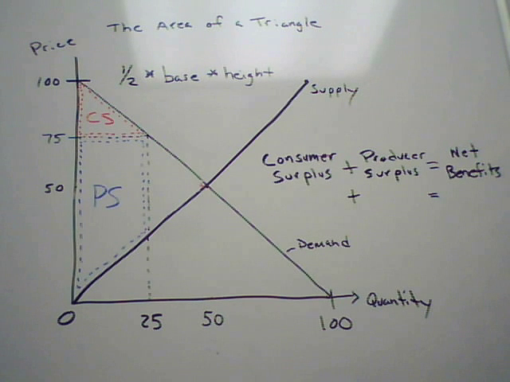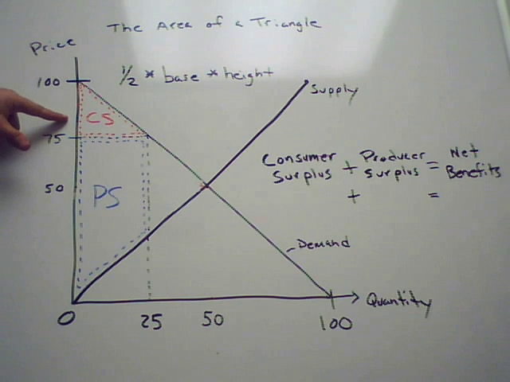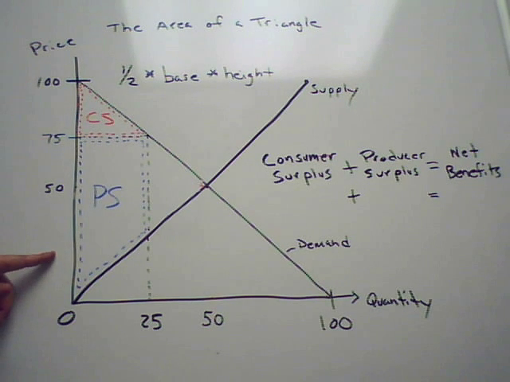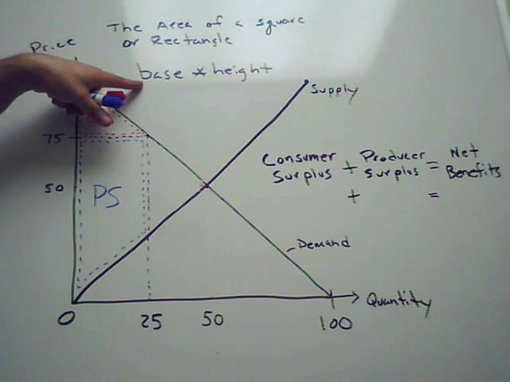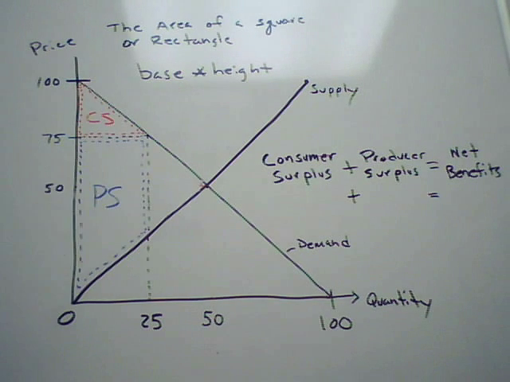So here are the two new areas. A new area for consumer surplus, a smaller triangle, and then I have an area here for producer surplus. It's going to be a combination of a rectangle and a triangle, so I'm going to need one more equation, an equation for a rectangle or square. The equation for a square or rectangle is simply base times height.